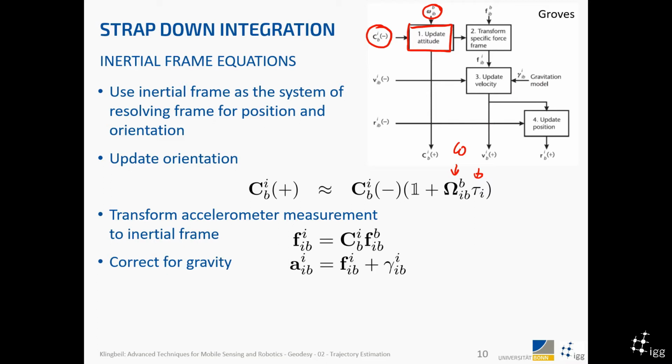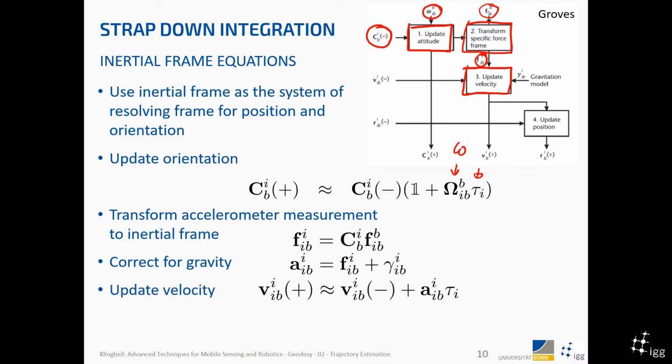Then we need to subtract the gravity component. So in order to get the a, right, from the measurement of the specific force, we need to correct for gravity, meaning adding the gravitational part here, and this gives us the new acceleration, right? So here we have the specific force, and then we transform it to the inertial frame, right? This is written here.